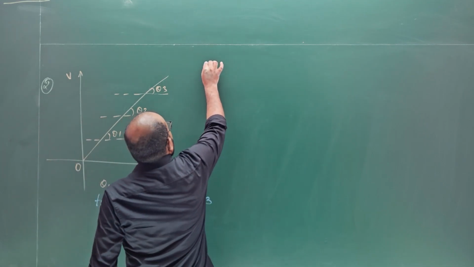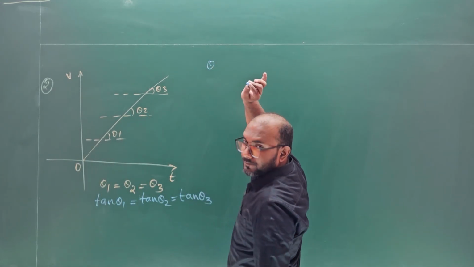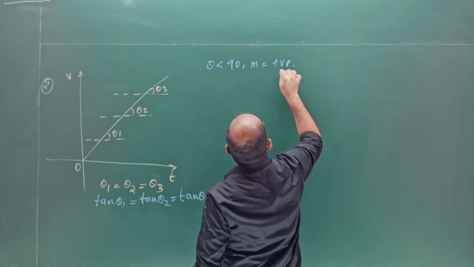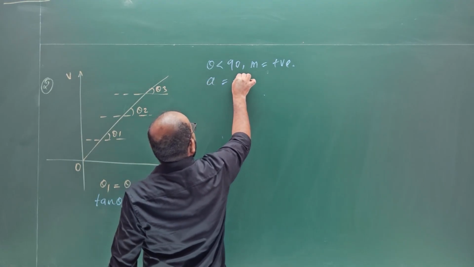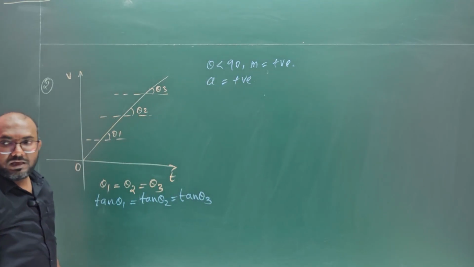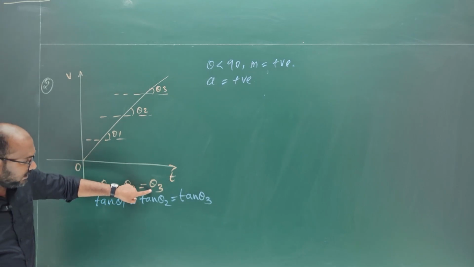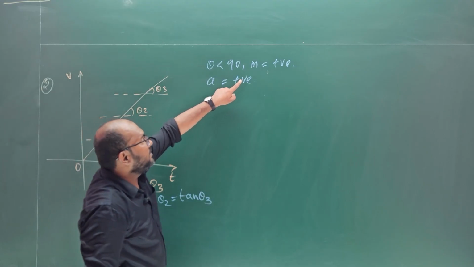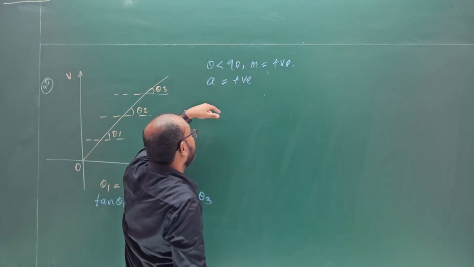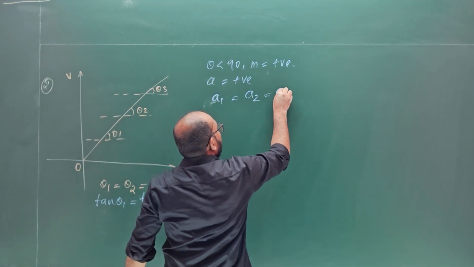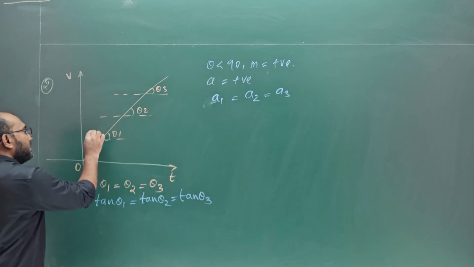So can I say that theta is less than 90 or greater than 90? Less than 90. If theta is less than 90, then can I say m is positive? If m is positive, can I say acceleration is also positive? M is providing acceleration in the v-t graph. So if m is positive, acceleration is also positive. Now, theta 1, theta 2, theta 3 are all equal. What is this m providing you? Acceleration. Then can I say that acceleration at 1 equals acceleration at 2 and acceleration at 3? All are equal.